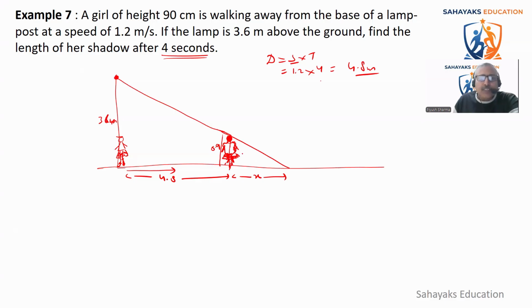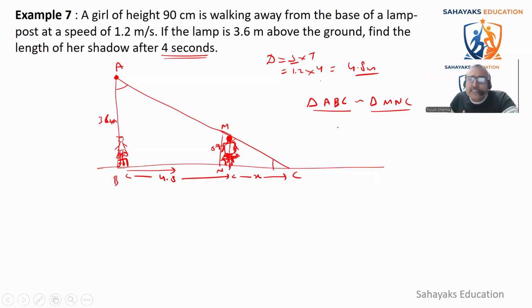Now, because we know this triangle, I'll just write A, B, C, and M, N. So we can say triangle ABC is similar to triangle MNC. Why? Because this angle is 90 degrees. This angle is also 90 degrees. And this is vertical. Vertical means 90 degrees. So this angle is equal to this angle, and angle C is common. So we can mention that triangle ABC is similar to triangle MNC.